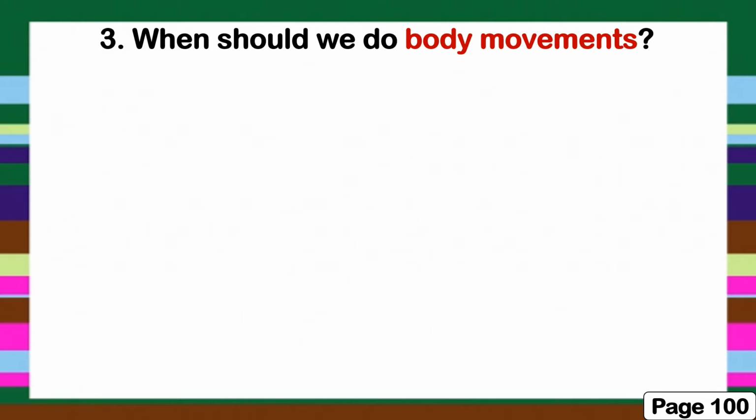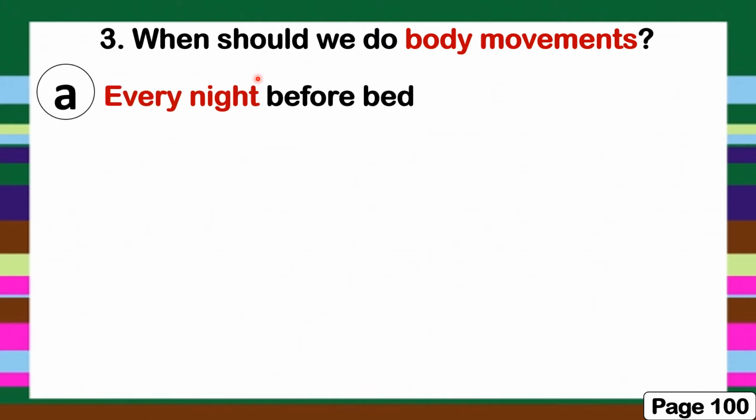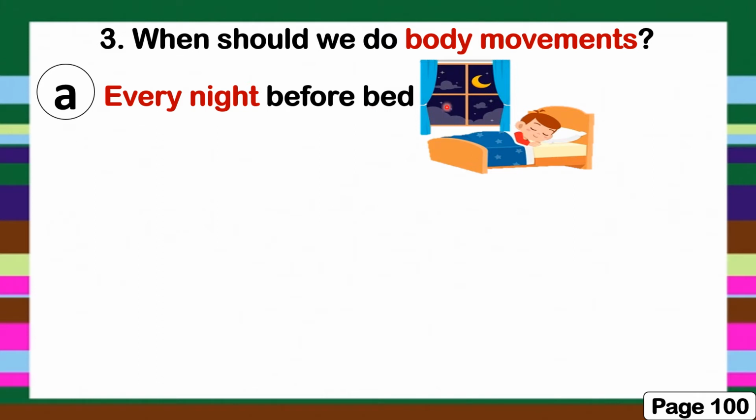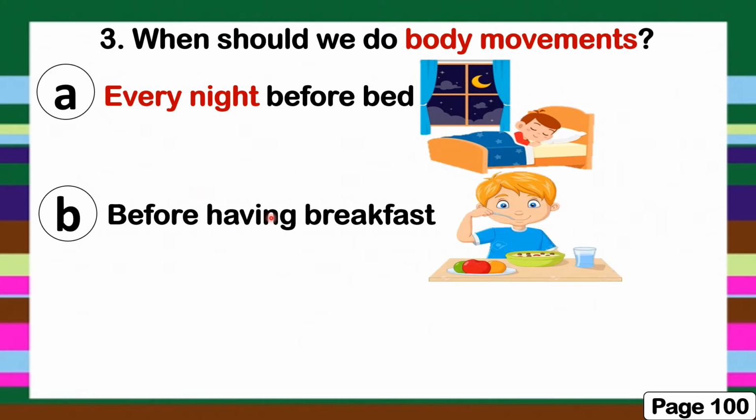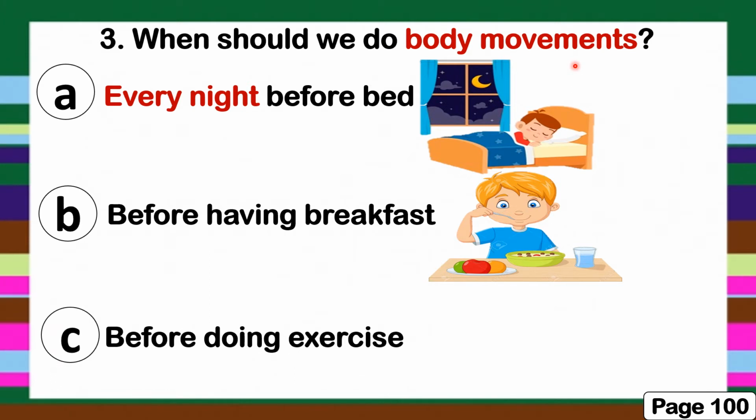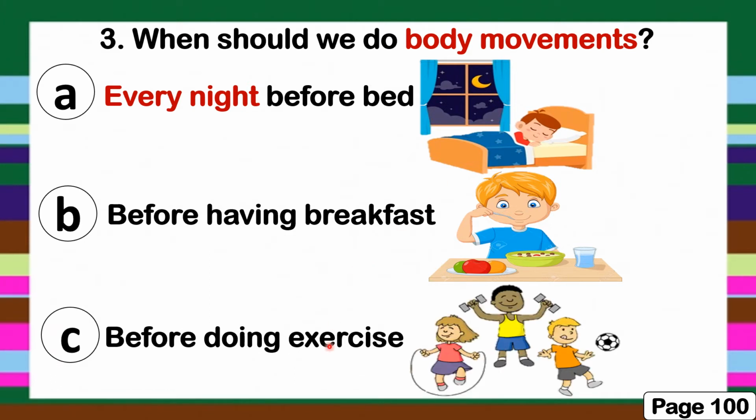The question in number 3 is, when should we do body movements? Letter A, every night before you go to bed, you do body movements. Letter B, before having breakfast, you do body movements. Or letter C, before doing exercise. For example, you stretch your body before doing exercise.